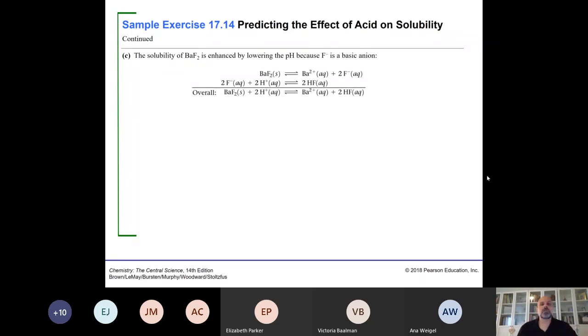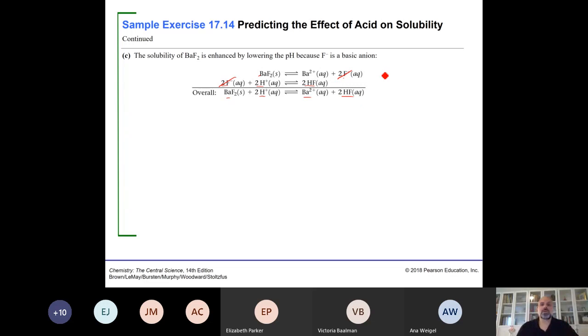The solubility of barium fluoride is enhanced by lowering the pH, because fluoride is a basic anion, right? And same here. We take barium fluoride, it has a Ksp to produce barium ions plus fluoride ions. These fluoride ions, because they're the conjugate base of a weak acid, will react with protons to give us HF. And you can see here again, the fluoride ions cancel, and we end up with an overall equation where barium fluoride reacts with protons to give us barium ions plus 2HF.